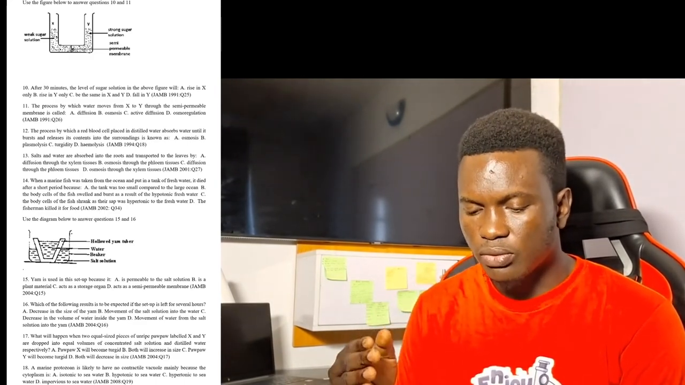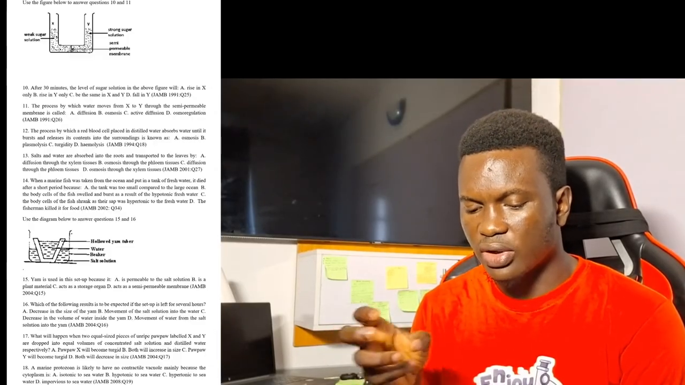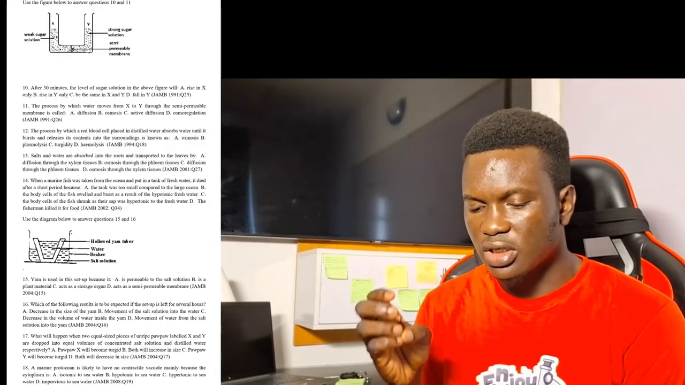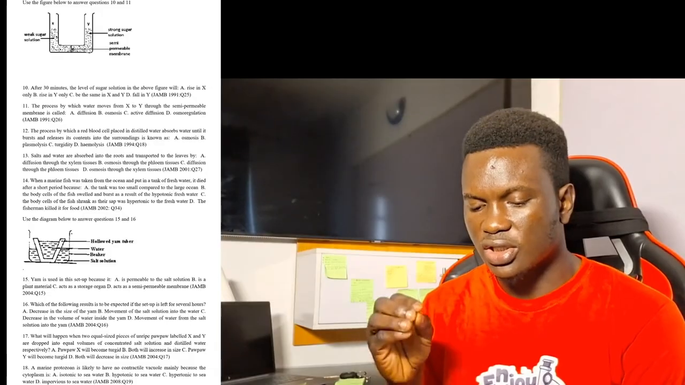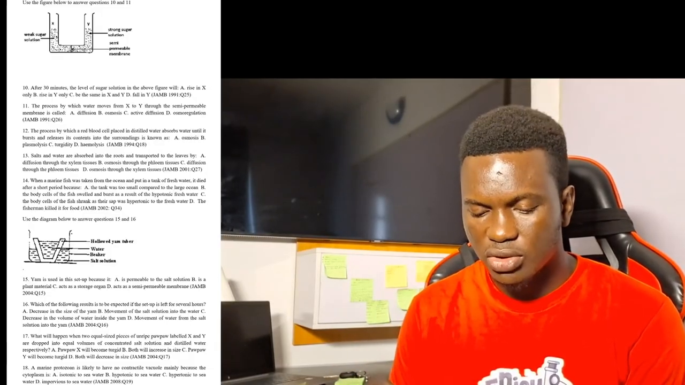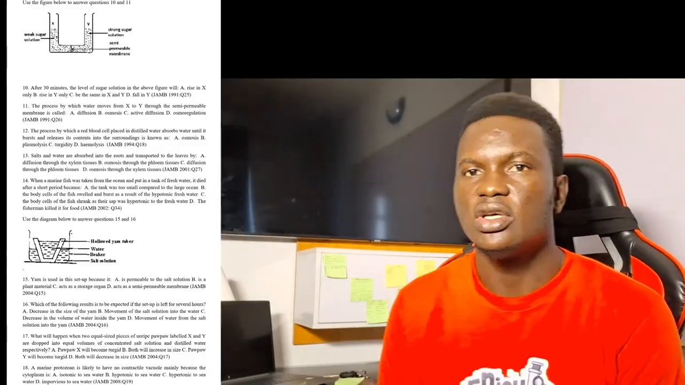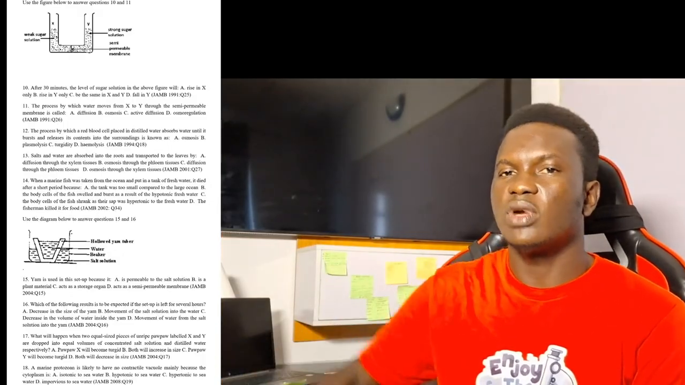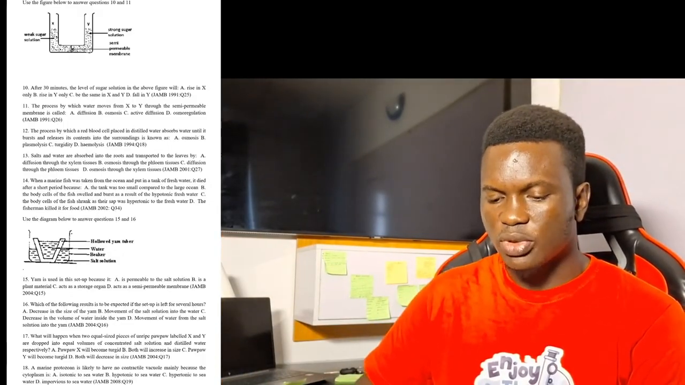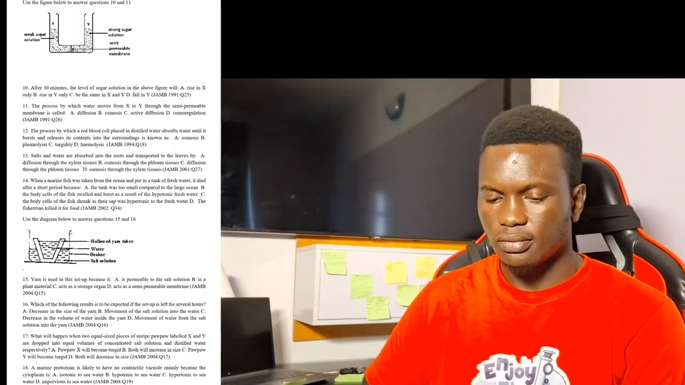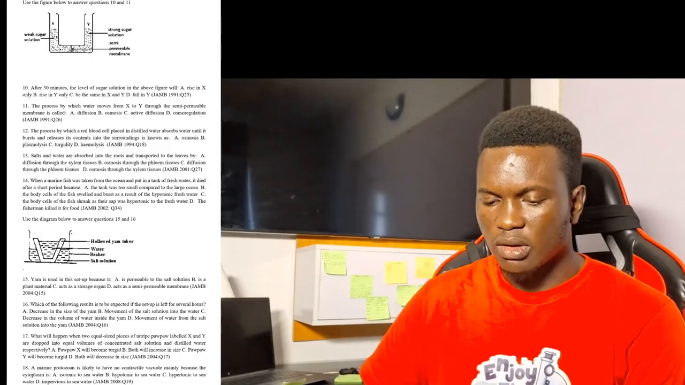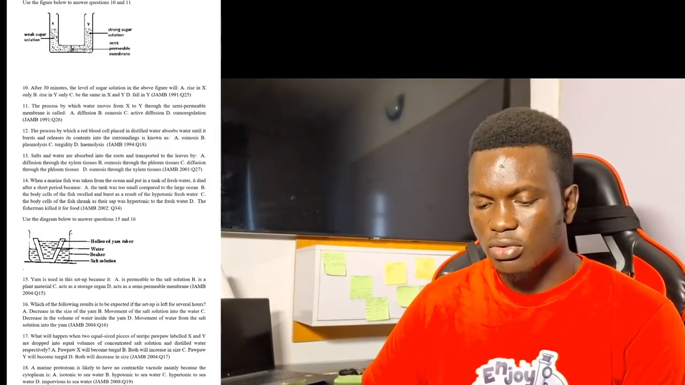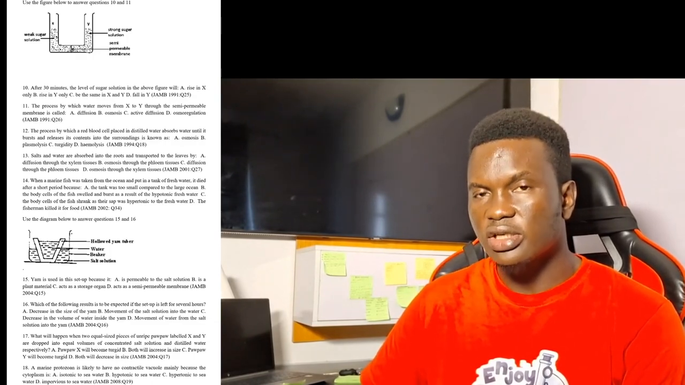18. What will happen when two equal sized pieces of unripe pawpaw labeled X and Y are dropped into equal volumes of concentrated salt solution and distilled water respectively? So one is in salt concentration and one is in distilled water. What do you think will happen? A, pawpaw X will become turgid. B, both will increase in size. C, pawpaw Y will become turgid. D, both will decrease in size.